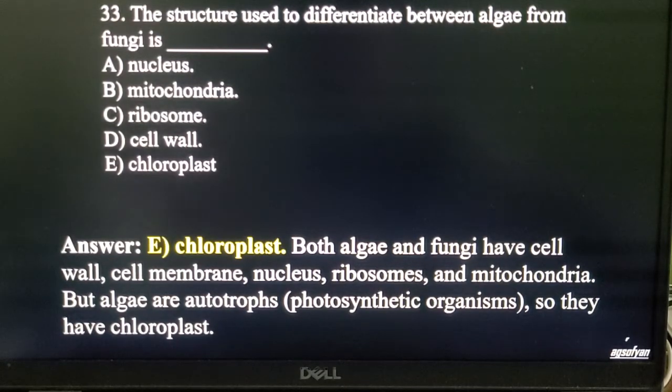Nucleus, both of them have a nucleus. Mitochondria, both of them have mitochondria. Ribosome, both of them have a ribosome. Chloroplast, only algae and plants have chloroplast. Fungi do not have chloroplast. So if you see under the microscope there is a chloroplast, then you know it will be algae, not fungi. Chloroplast is the structure that is used for distinguishing algae and fungi.